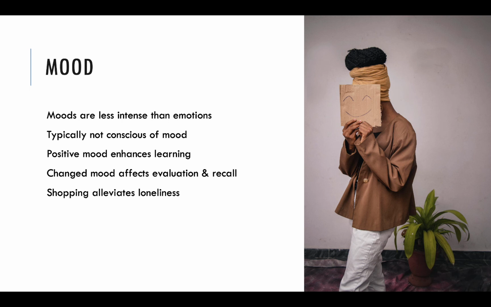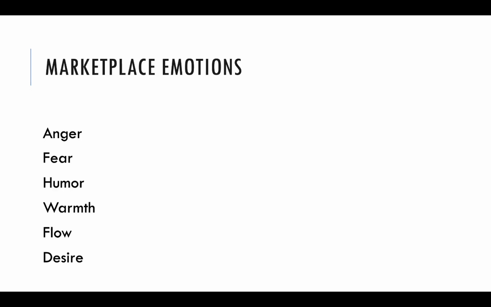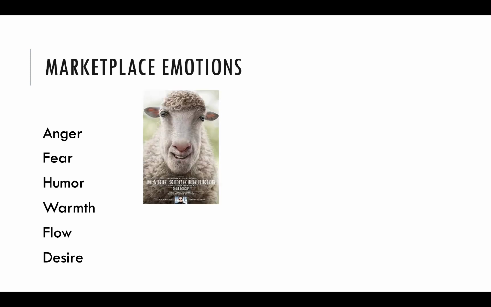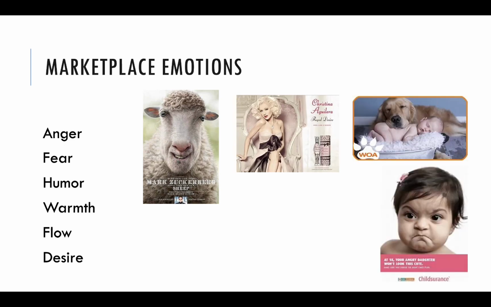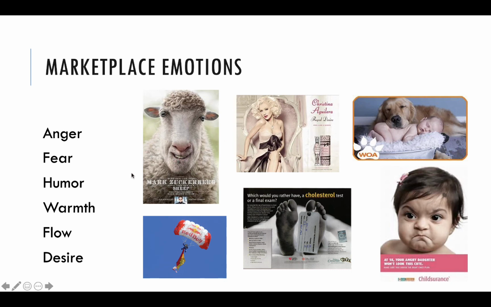And when they're shopping, setting a mood within a store can change somebody's attitude as well. So let's take a look here. If you recall from consumer behavior, marketplace emotions are really anger, fear, humor, warmth, flow, and desire. You can see from each one of these images, there's a very distinct emotion that each one evokes, whether it's desire or, sweet babies and puppies, they sell everything. Anger, maybe a little bit of humor, or fear.